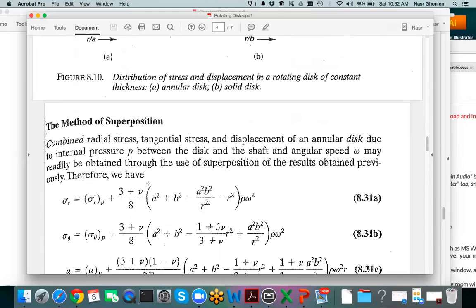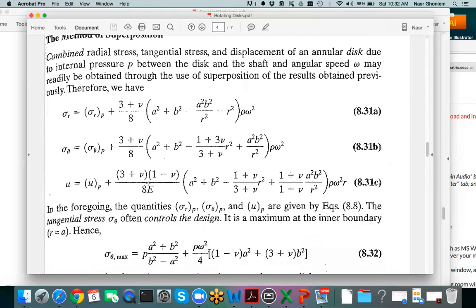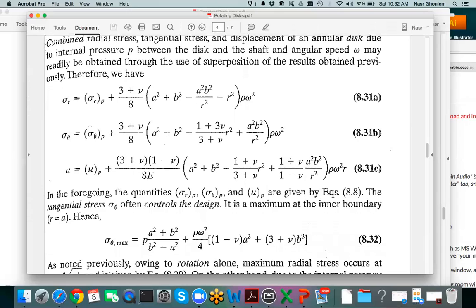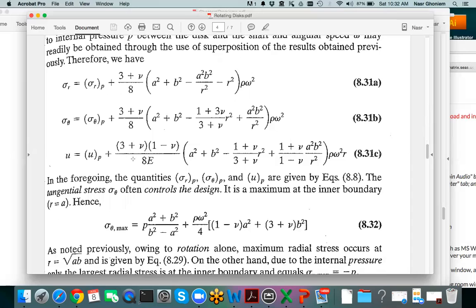The method that we use is superposition, and I gave you the equations for sigma r, sigma theta, and the displacement. The sigma r has two components. One is due to the rotation, and the other is a result of the interfacial pressure. For the interfacial pressure, we just treat it as a cylinder. And the same thing for the hoop. So the first two equations are pretty familiar. The last equation is the new one.